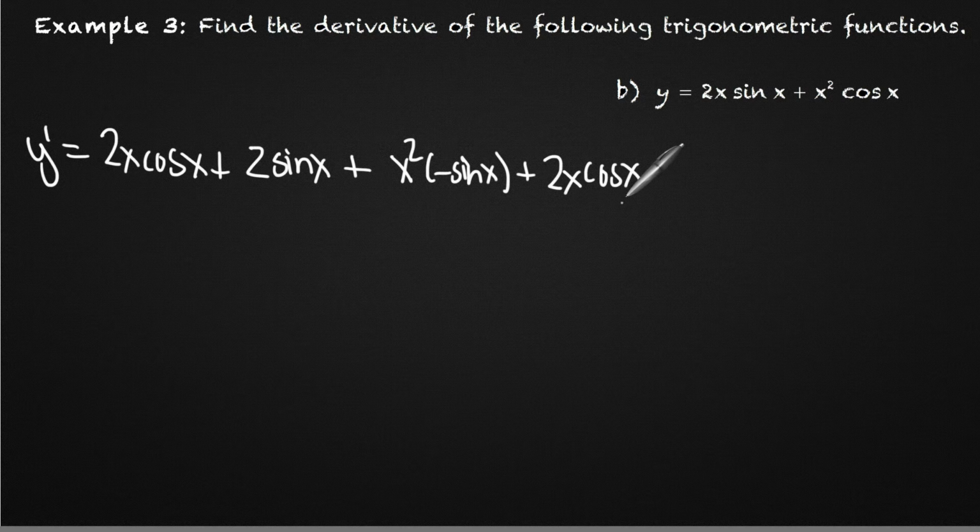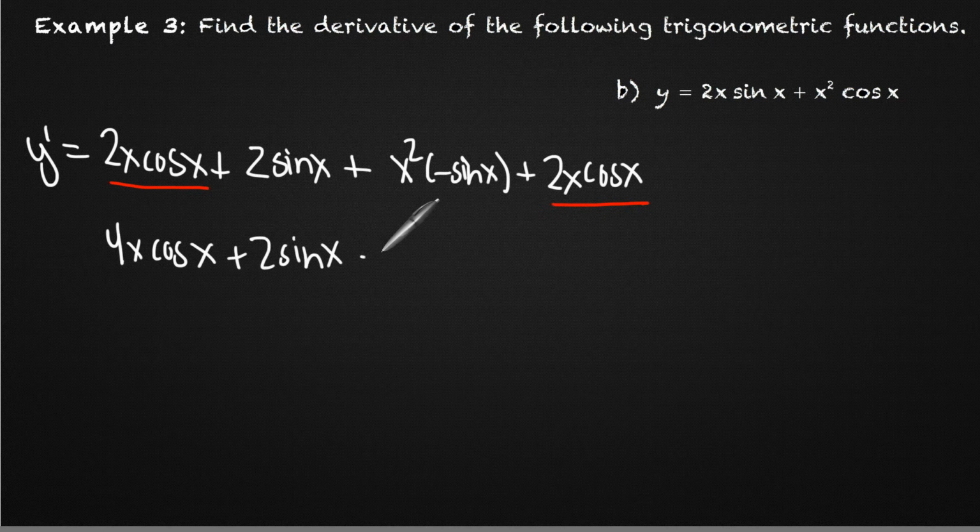So let's see what we have here. We have like terms. So we have 2x cosine x and 2x cosine x. So that is going to end up giving us 4x cosine x. And then we have plus 2 sine of x minus x squared sine of x. And that is about as far as we can simplify this problem.